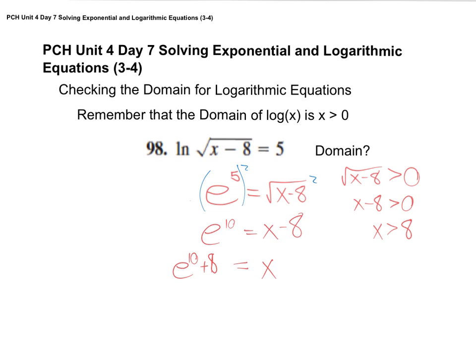Is that bigger than 8? Yeah. It's a lot bigger than 8. So this is in the domain, and there's our solution. Okay? Does that make sense?